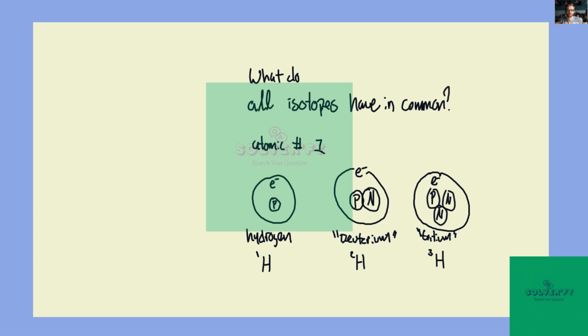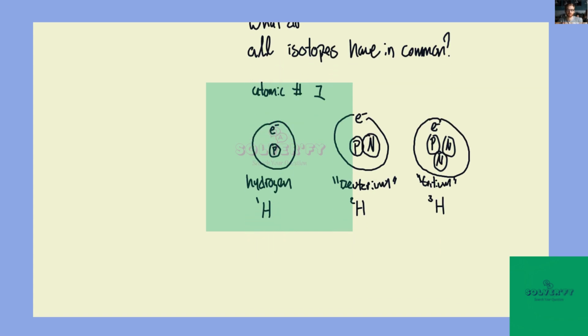Okay, so let's go through our options. They are identical twin elements. Well, no. I mean, deuterium is clearly not identical to hydrogen, is it? No, it's got a different number of neutrons. That is not what I would consider to be identical.